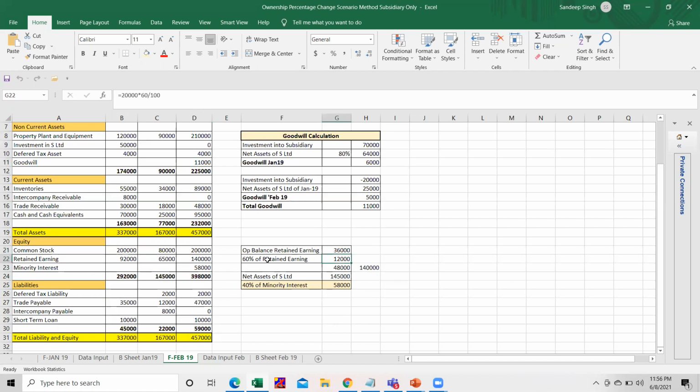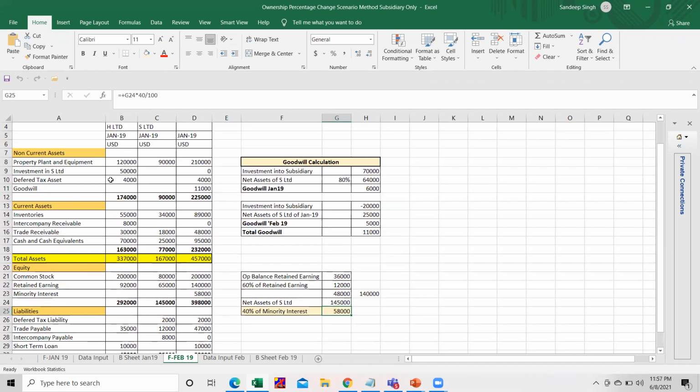Now we have taken the ownership. We do have ownership of 60% only. So 60% of the current retained earning is 12,000. And so the total retained earning amount is the retained earning of the parent company plus the retained earning of the subsidiary. So this amount comes to 1,40,000. And the minority interest number we have calculated by the 40% net assets of the subsidiary. So this is the number that we have calculated.